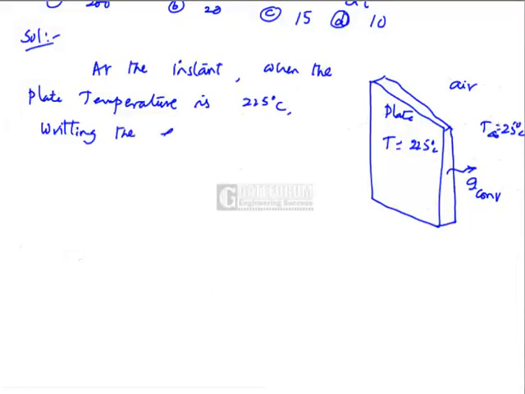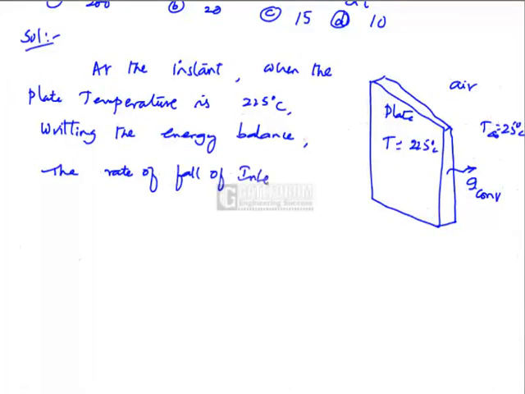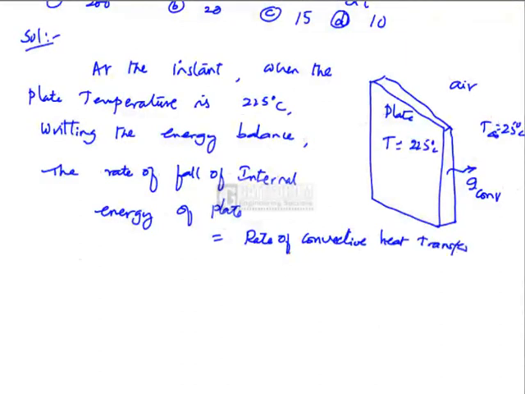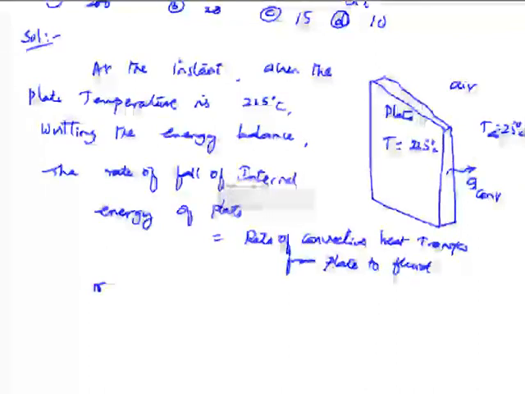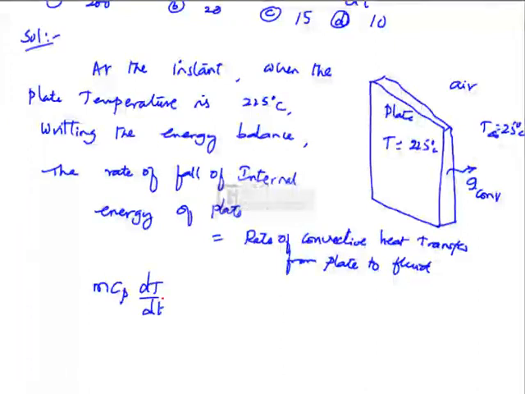writing the energy balance or first law of thermodynamics, the rate of fall of internal energy of plate is equal to rate of convective heat transfer from plate to fluid, that is m Cp dT by dt is equal to h A, total surface area, into temperature of the plate minus temperature of the fluid.